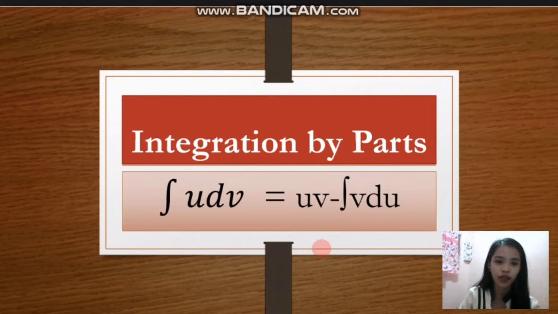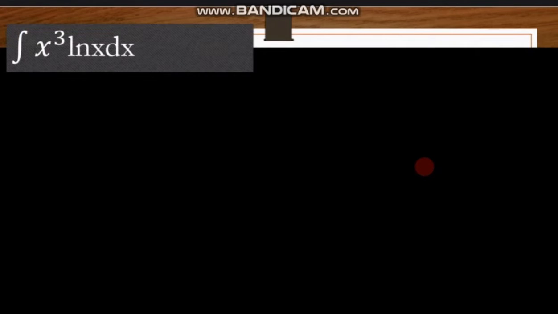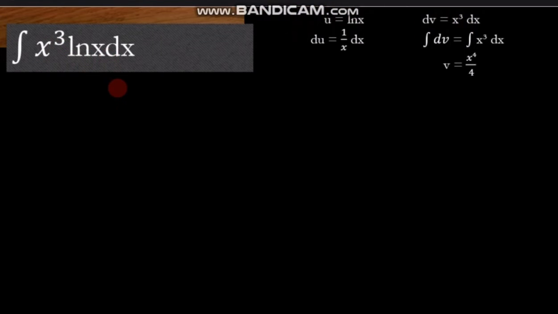The formula for this is the integral of u dv is equal to u times v minus the integral of v times du. We have here the integral of x raised to 3 ln x dx. The first thing we need to do is to find the value of u, du, dv, and v.